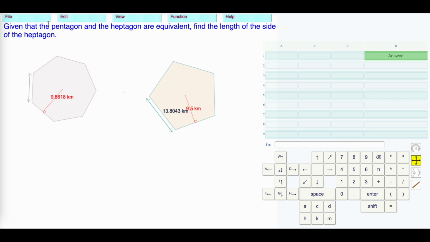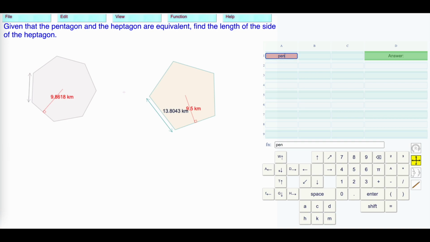Let's move on to level 13. Given that the pentagon and heptagon are equivalent, find the side of the heptagon. This is the heptagon, this is the pentagon. If they're equivalent, they have the same area. I'm going to find the area of the pentagon, then I'm going to find the side length of the heptagon.